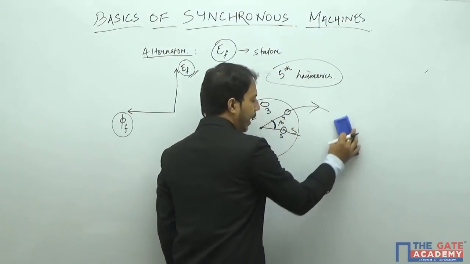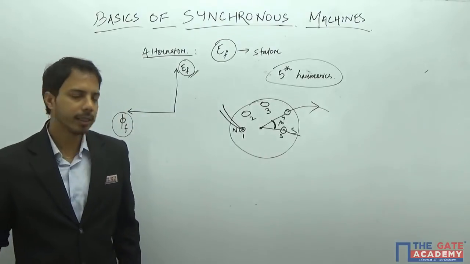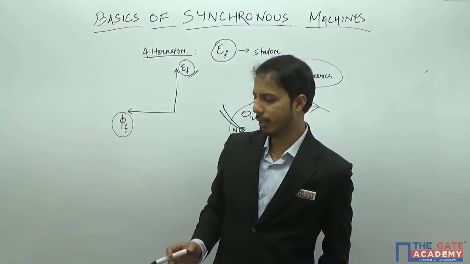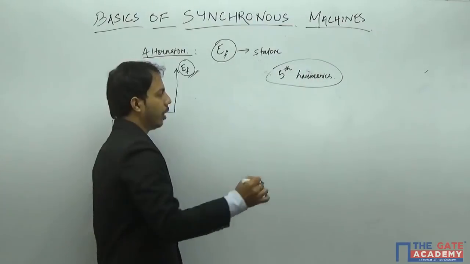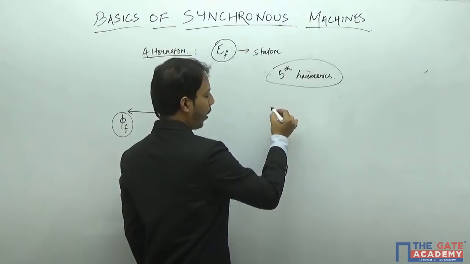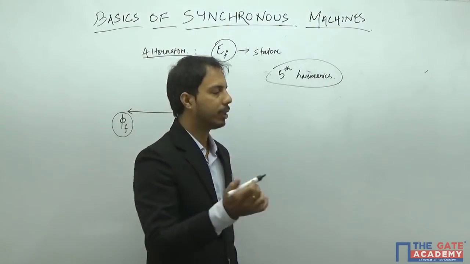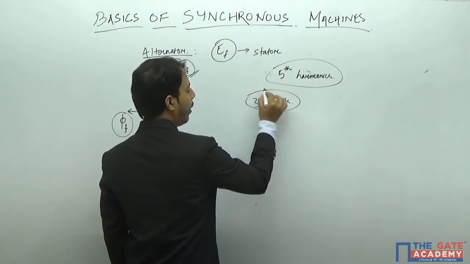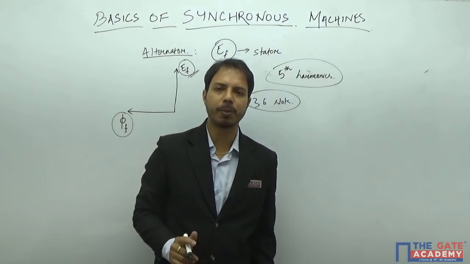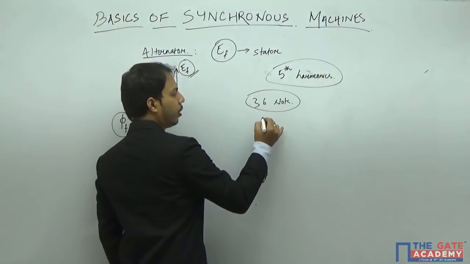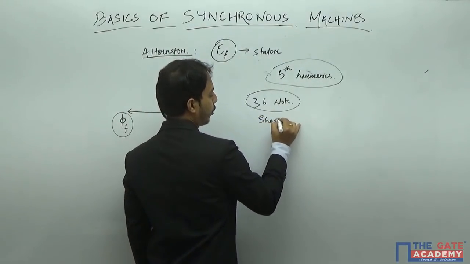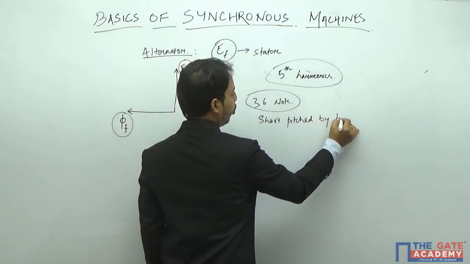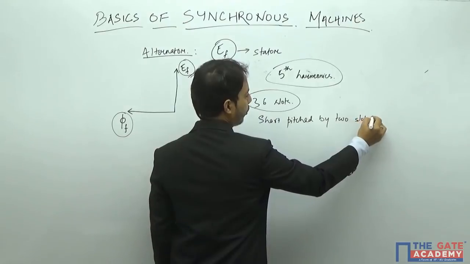Now again we have to consider that concept. The question will come in this way. They will say that there are, say, 36 slots and my coils are short pitched by 2 slots, short pitched by 2 slot pitch.